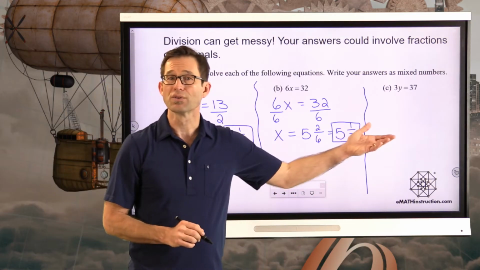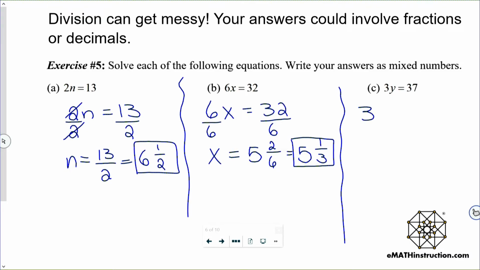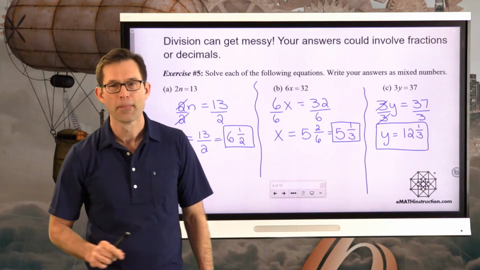All right, letter C, probably a little bit easier than letter B because there's less simplification. I have 3y is equal to 37. Divide this side by 3. Divide this side by 3. 37 divided by 3 would be equal to 12. That would get us up to 36. Then there'd be a remainder of 1. So y is 12 and 1/3. I like that 1/3 apparently.